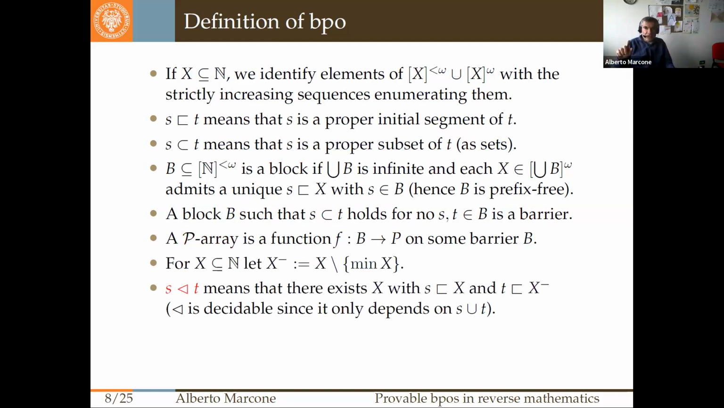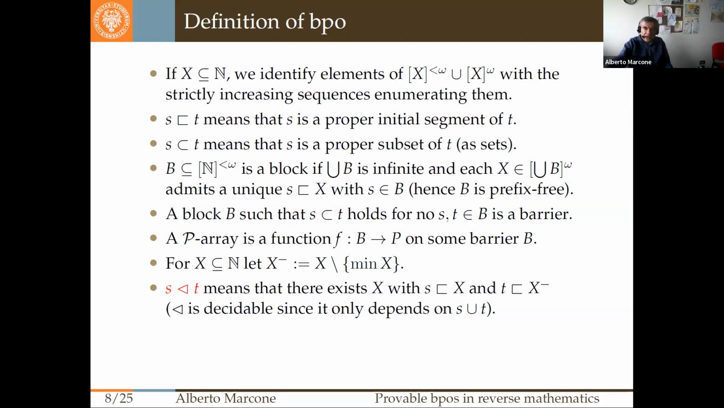Now, we just use this notation. X minus is the infinite set X, or even finite set X in some cases, with the first element, the least element, removed. And the triangle relation, which is one of the basic tools here, is: S triangle T if S is an initial segment of some infinite set X, and T is an initial segment of X with the first element, the least element, removed.